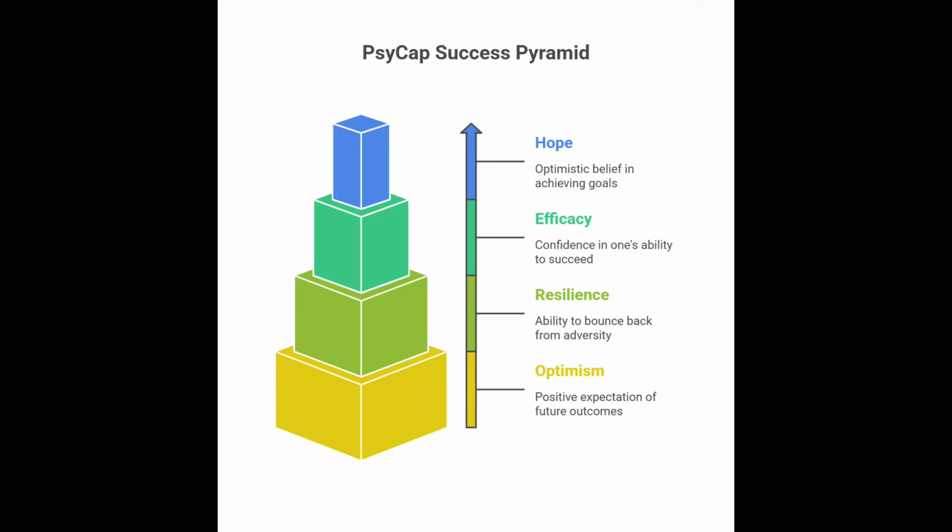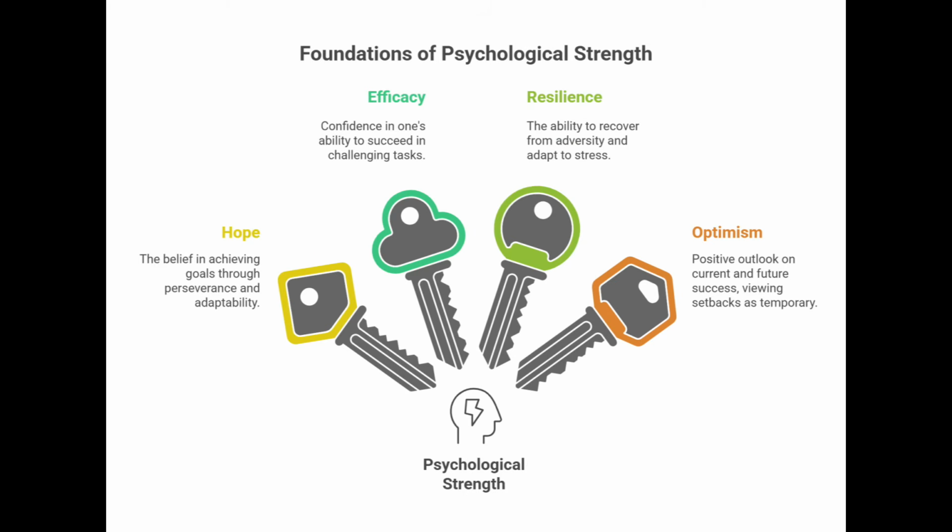PsyCap is characterized by the four components that spell HERO. Hope, the perseverance toward goals, and, when necessary, the belief that alternative pathways can be generated to achieve those goals, waypower and willpower. Efficacy, the confidence in one's ability to exert effort and take on challenging tasks successfully. Resilience, the capacity to bounce back from adversity, failure, conflict, and negative change, adapting successfully to stress. Optimism, making positive attributions about current and future success, viewing setbacks as temporary and specific rather than permanent and pervasive.